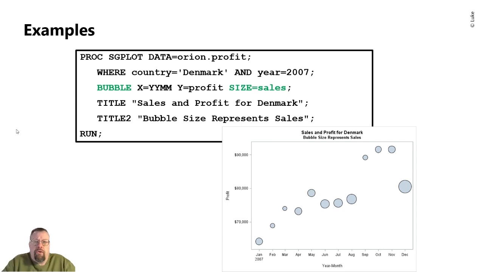And then we have also defined the titles for this plot. And this is the end result. So we see that overall it seems that the profit is going up as the year goes onwards. And we see that although the profit is not the largest, the actual sales is largest in December.